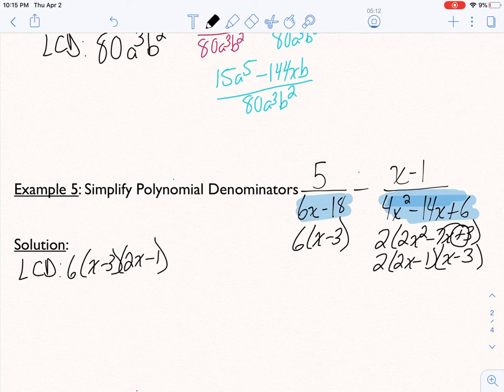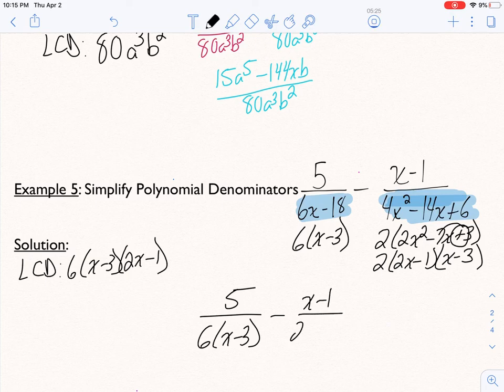And so, again, looking at my fractions. So I have on my left fraction 5 over 6x minus 3, minus x minus 1 over 2, 2x minus 1, x minus 3.